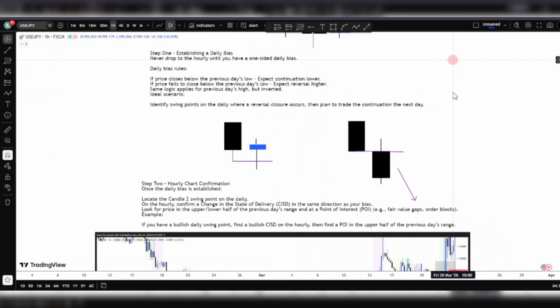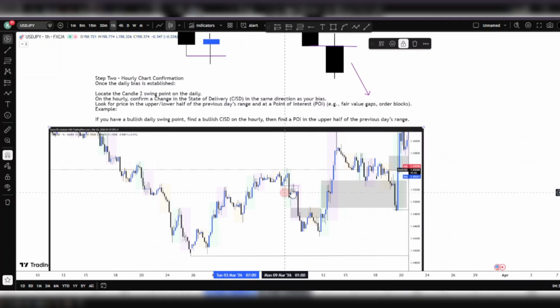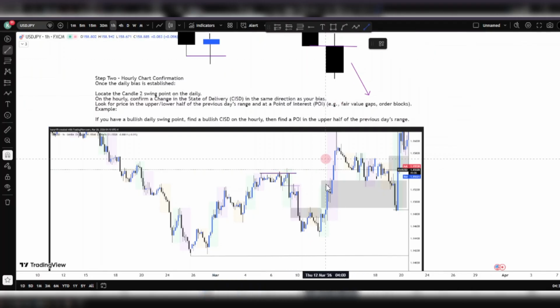As you can see in this chart, look for price in the upper or lower half of the previous day range and at a point of interest, e.g. fair value gap or order blocks. So in this example, I want you to focus on this. We had a liquidity sweep at this point, and at that point. And then look at this. We had a change in state of delivery. So after establishing our bias, we expect price to continue lower.